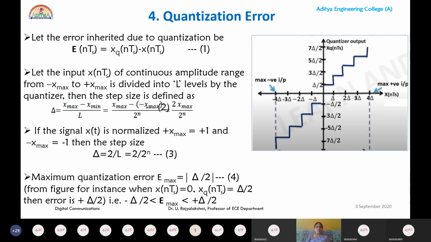So here from this slide you should remember 2 points. One is quantization error, which is xq of NTS minus x of NTS, because that is the error inherited due to the process of quantization. And with the first point you should remember one more thing, that error ranges from minus delta by 2 to plus delta by 2. Okay, and the second point that you should remember is that the step size, the general expression for step size, is 2x maximum divided by 2 power n. Okay, so for normalized input, x maximum is equal to 1. So it is equal to 2 by 2 power n. Okay, so remember these 2 points. One is the error, second one is the definition for step size and the general expression for it. Okay, remember these 2 points from this slide.